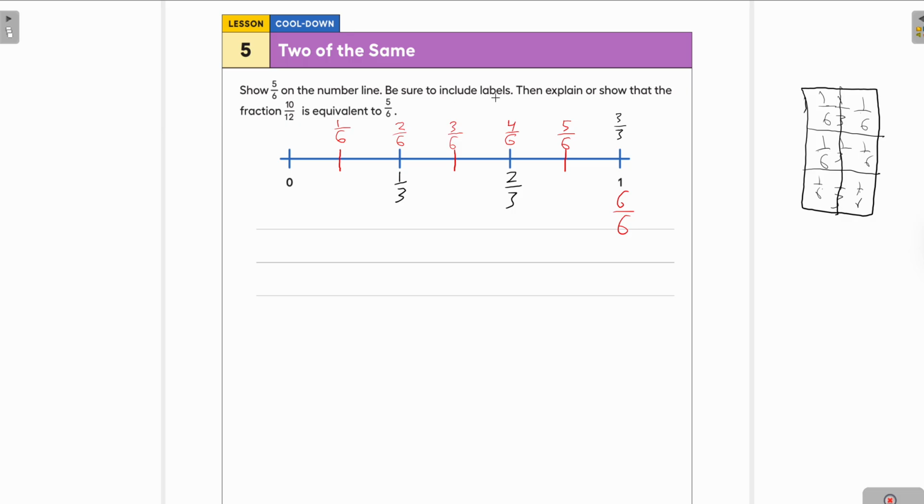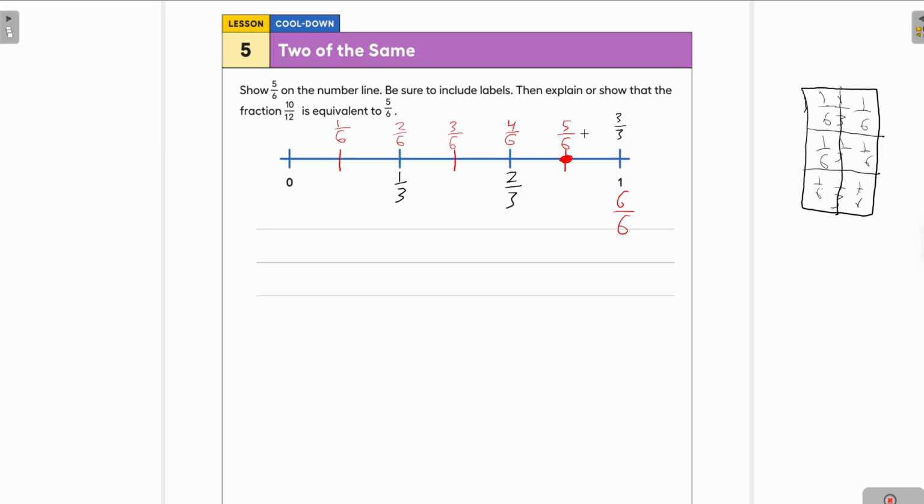So we have to show 5/6 on a number line. Be sure to include the label. So this is my label. I'm going to put a point right here to indicate that this here is 5 out of 6. Okay, next I have to explain or show that the fraction 10/12 is equivalent to this point here, 5/6.